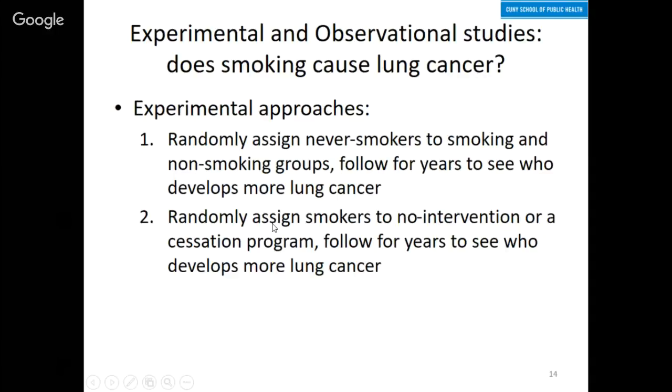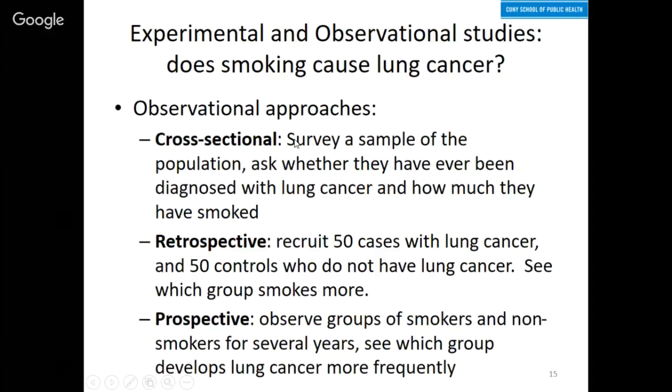Another could be to randomly assign smokers to a no intervention or a cessation program and then follow them for years to see who develops more lung cancer. This can and has been done, an alternative experimental approach, but obviously a very long-term one. It takes decades to develop cancer usually. And cessation programs aren't completely effective, so it's not as good as just taking away people's cigarettes and putting them in a room.